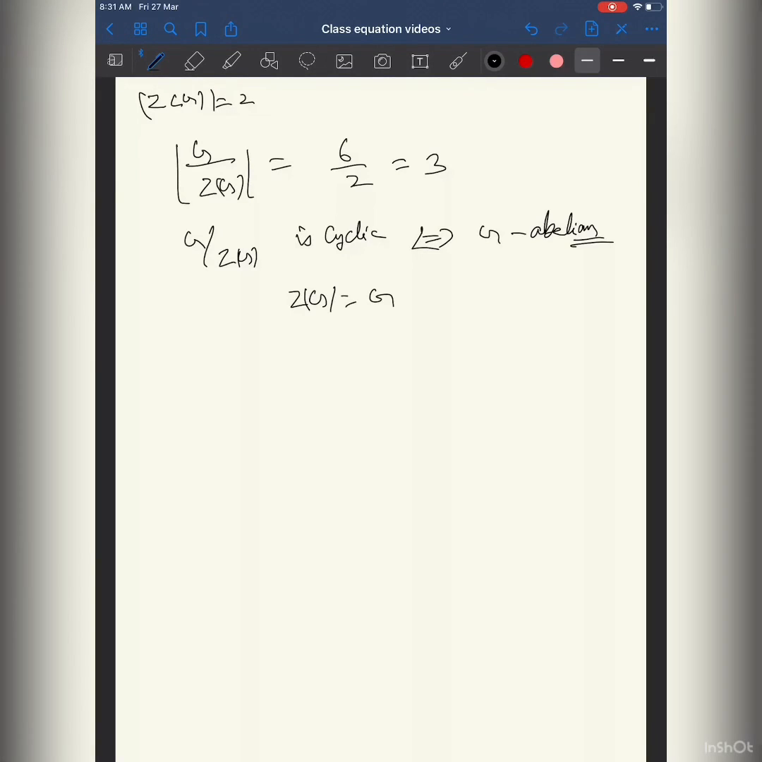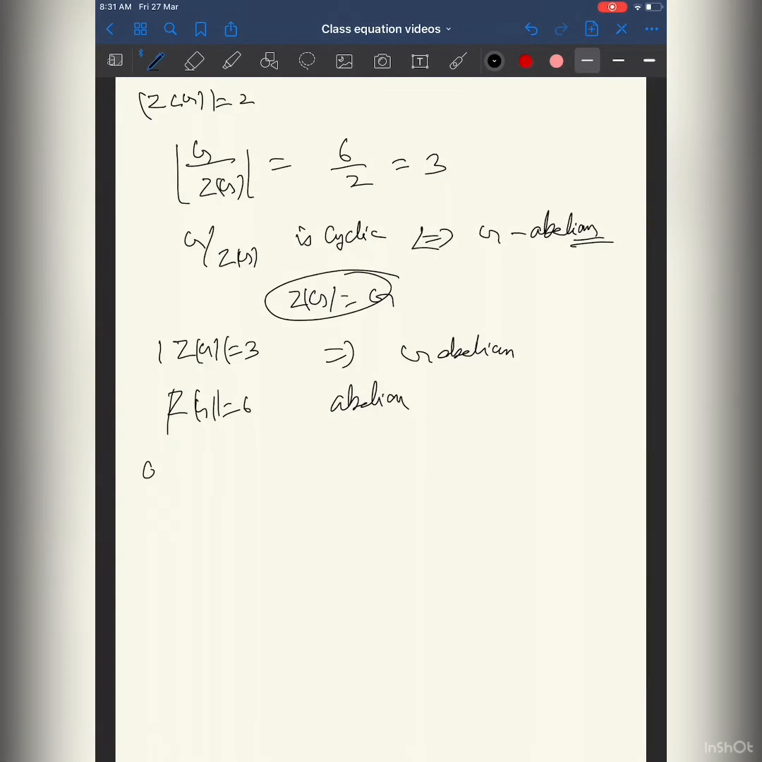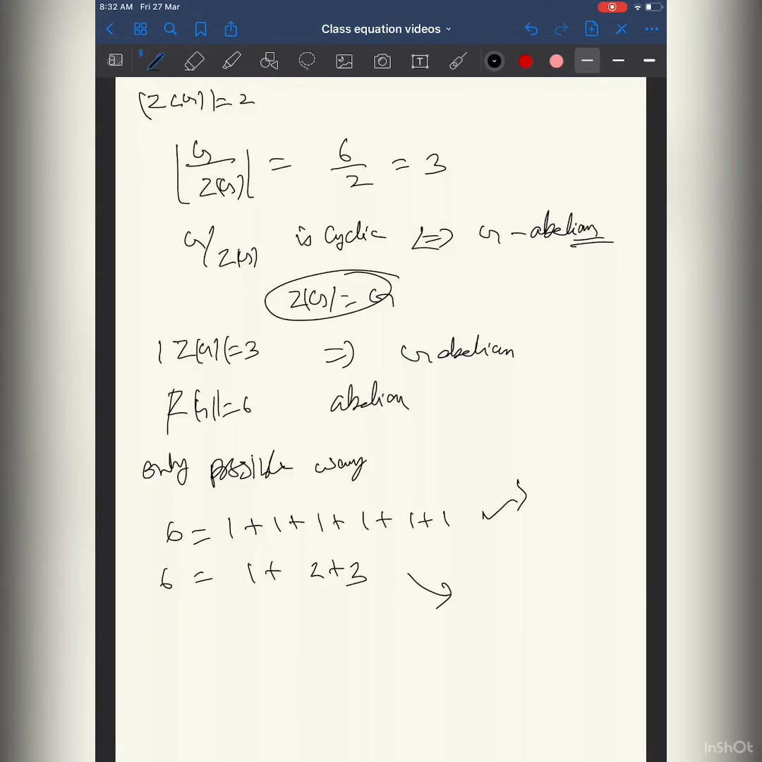In the sense that G is abelian means Z of G equals G, so this is not possible. Similarly, center of G equal to 3 also implies G is abelian. This is a kind of redundant condition, it doesn't make sense. Similarly, Z of G equal to 6 is abelian, of course. So the only possible ways for 6 are 1 plus 1 plus 1 plus 1 plus 1 plus 1, and 1 plus 2 plus 3, which says one is abelian and the other one is non-abelian.